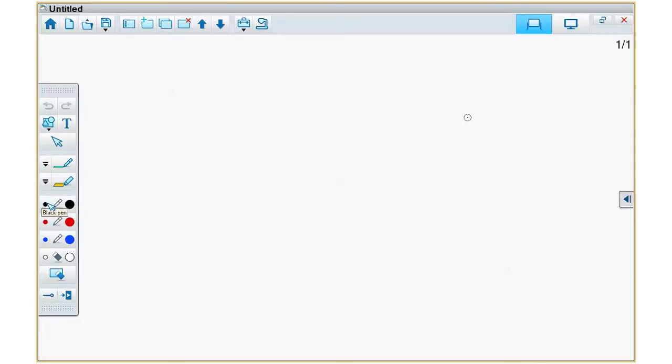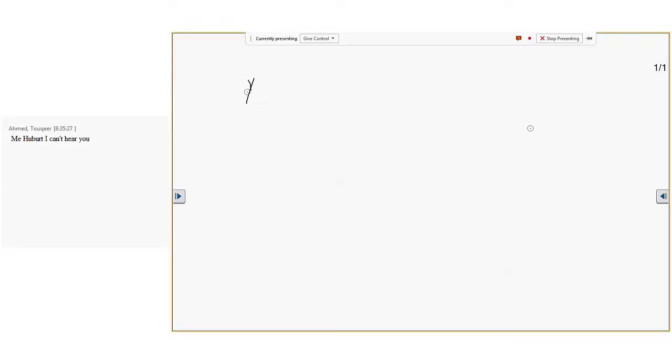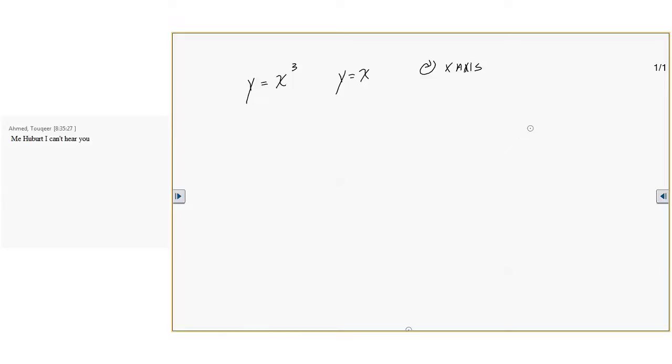Let's put a problem on the board, and let's go ahead and get into disks and shells. Disks and washers and shells and all that good stuff. So y is equal to x cubed, y is equal to x, and you want to revolve around the x-axis. Now, the first thing you want to do is draw it.